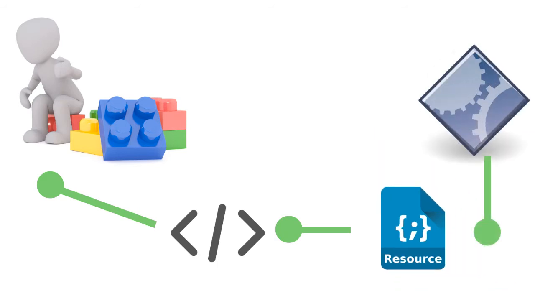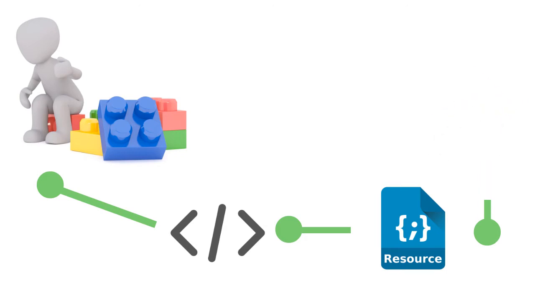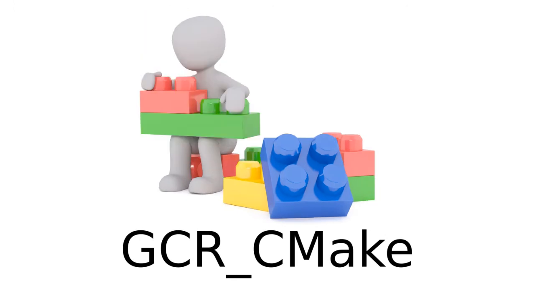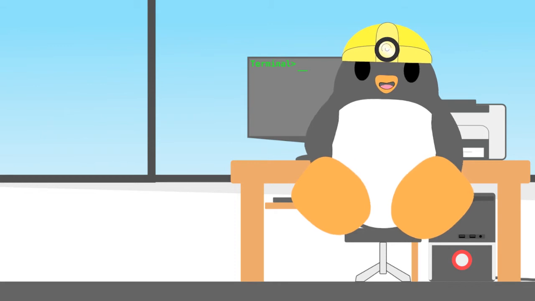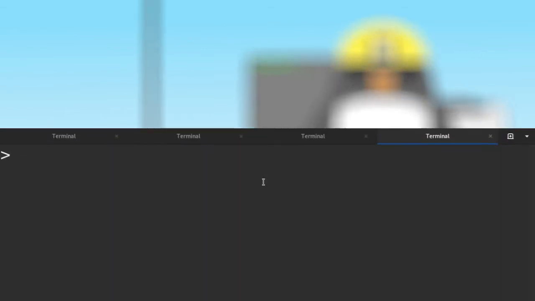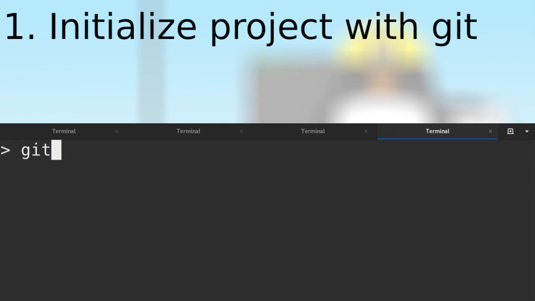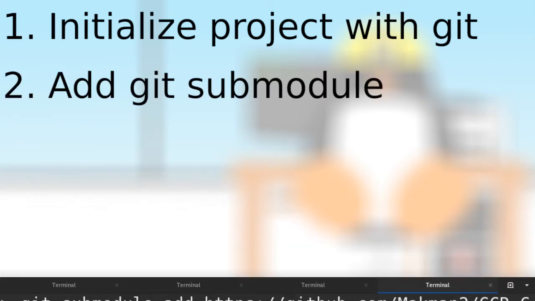So first we'll need a CMake extension to actually generate and compile the XML resource files. For this, we'll use it as a Git submodule. But before we proceed further, here's the simplified structure of the steps taken. Initialize project with Git. Add Git submodule.